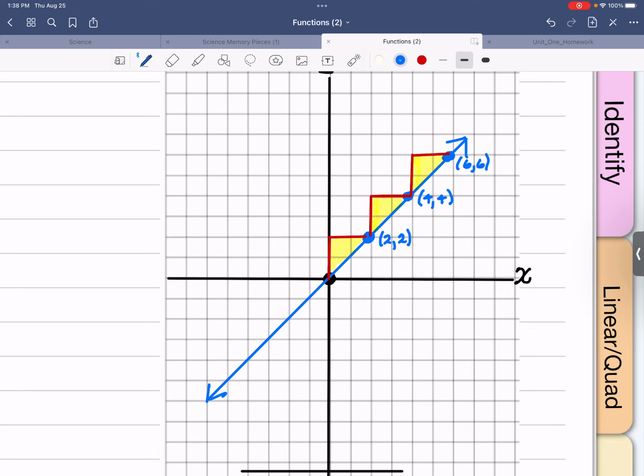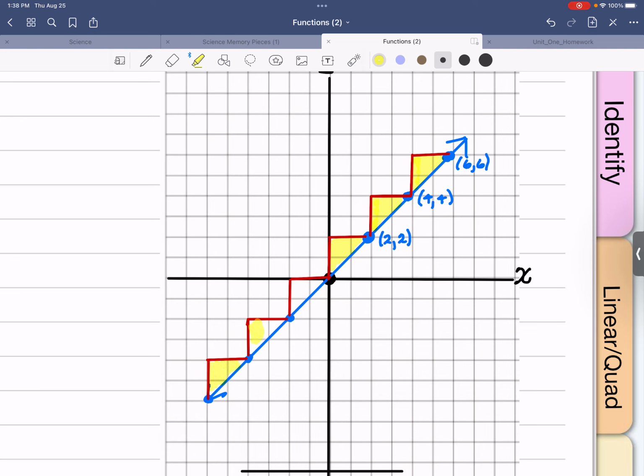So I would put a point here, a point here, and a point here. Okay, so that same stair step also applies in the opposite direction. So we would drop 2, over 2, drop 2, over 2, drop 2, over 2. So you see that the stair step follows the whole length of the line.